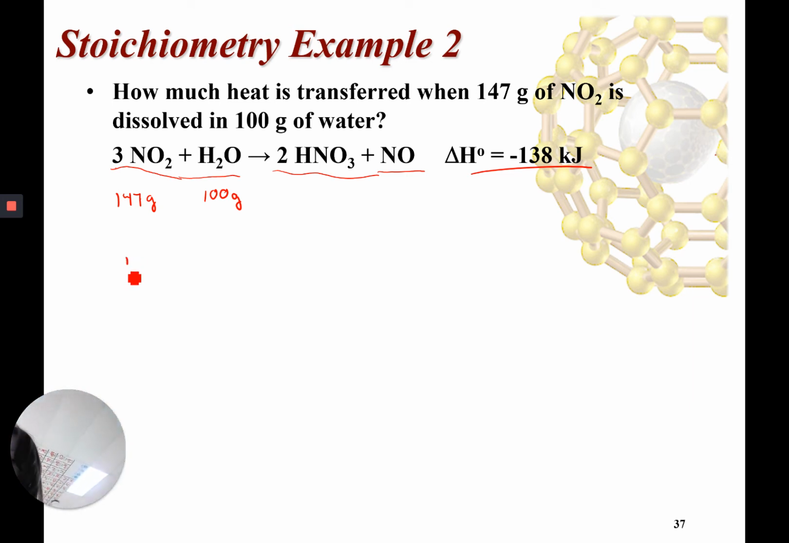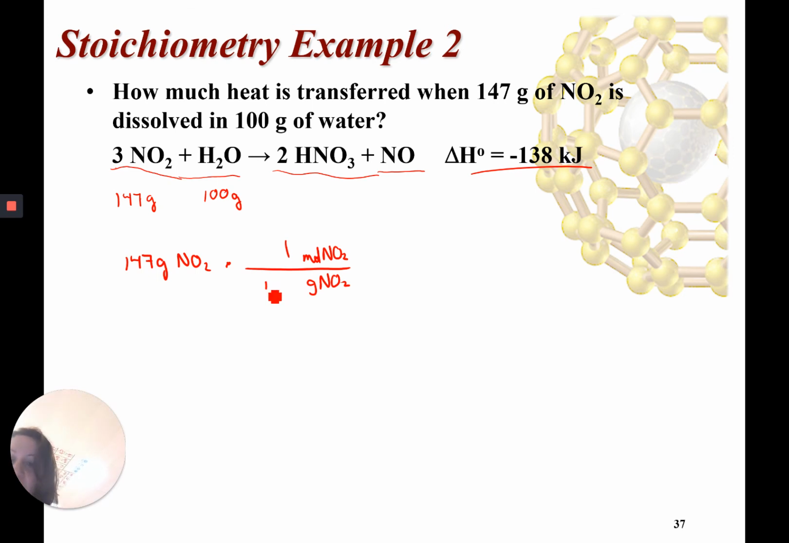So I'm going to start with 147 grams of NO2. I'm going to change that to moles. So grams of NO2 on the bottom, moles of NO2 on top. 1 mole of NO2 is about 46.0 grams. And then I'm going to go from moles of NO2 to heat released. And I know I have negative 138 kilojoules, and that's for every 3 moles of NO2. So that gives me negative 147 kilojoules.